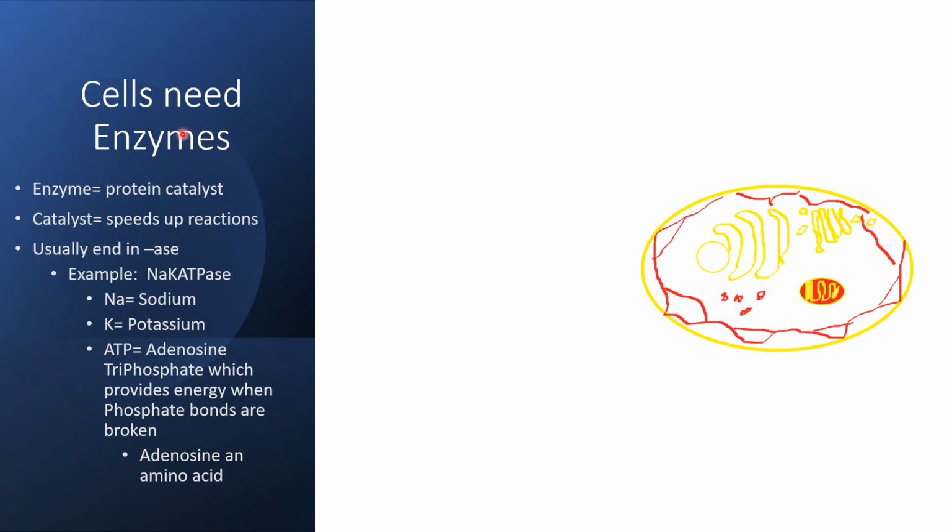Now, cells need enzymes to work. What an enzyme is, it's a protein catalyst. And a catalyst is just something that speeds up the reaction. Usually, enzymes will have an ending which is ASE. So anytime you see ASE at the end of something, it's usually an enzyme. For instance, over here, I actually wrote Na for sodium, K for potassium, ATPase.